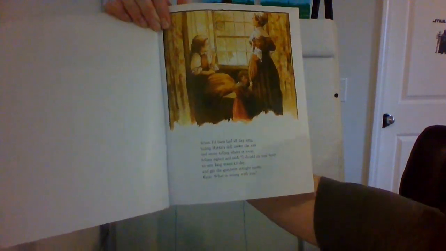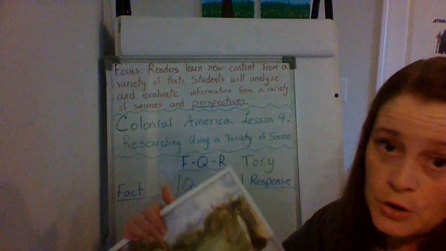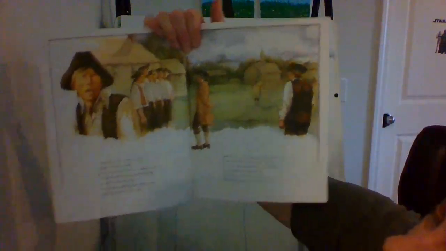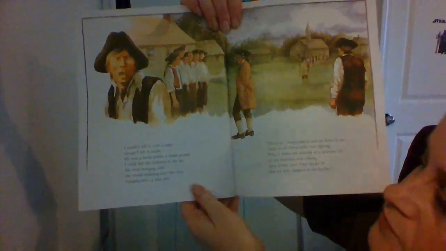What is wrong with you, Katie? Mom's not happy with her. I don't know what she did, but Mom's not happy. I couldn't tell it with a name. We're on this page here.